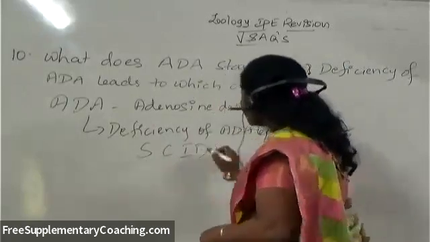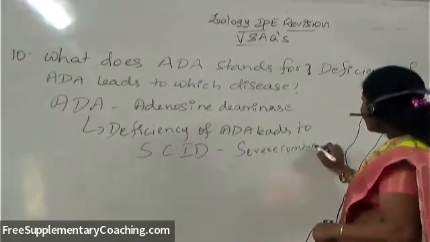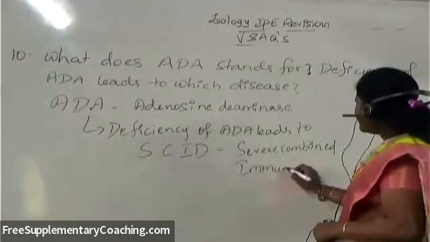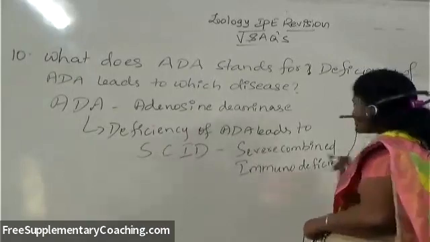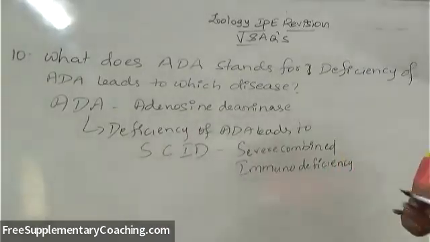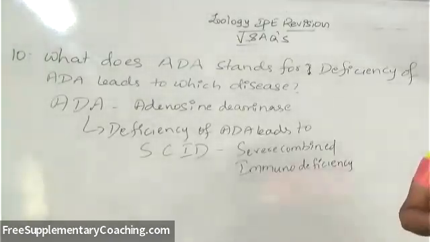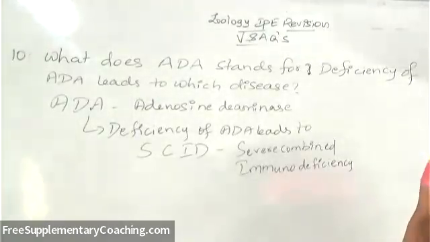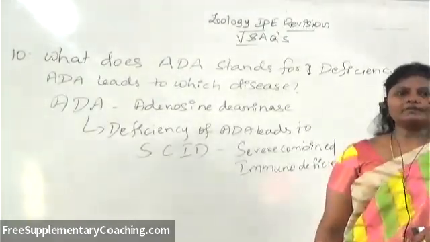In shortcut, we can call it SCID, severe combined immunodeficiency. The name itself indicates, right? Severely, it is associated with immune deficiency. Combined means what? Not only a specific lymphocyte. All the lymphocytes, like B lymphocytes and different types of T lymphocytes, everything will become short in the immune system so that our immunity will get lowered.